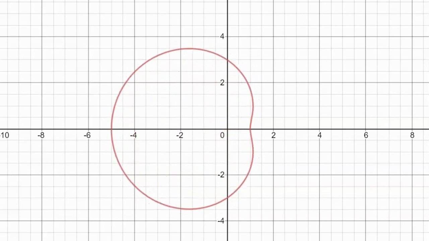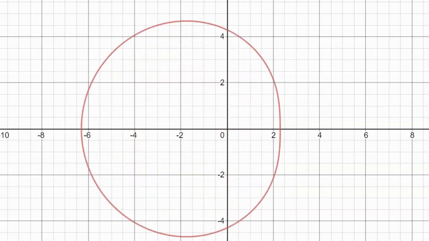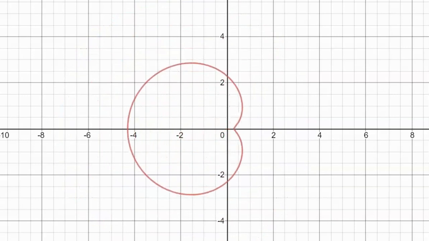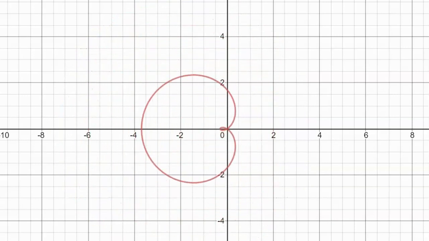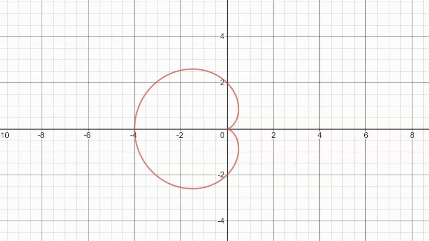What about these kinds of graphs? How do we graph them and what are they called? Well, let's deal with that last question first. These are limaçons. I know some people say limacons, but these are limaçons. Let's see how to graph them.